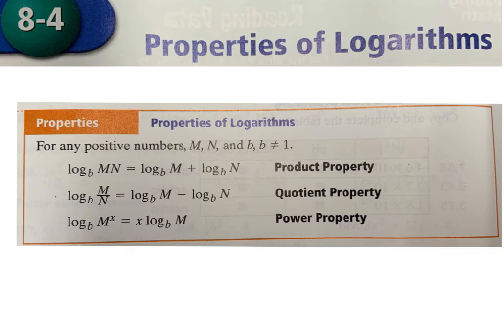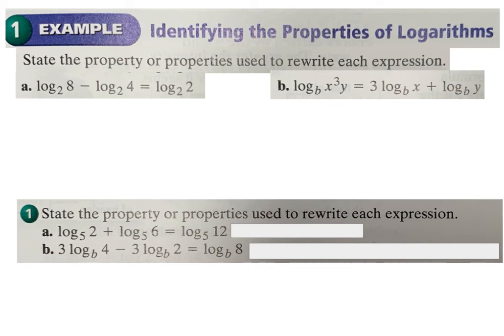So let's look at these examples. We're just going to identify the properties. They went from log base 2 of 8 minus log base 2 of 4 to log base 2 of 2. What property did they use to do that? Subtraction condenses with what? With division. If it's subtraction, I can condense it to one logarithm using division. 8 divided by 4 is 2.